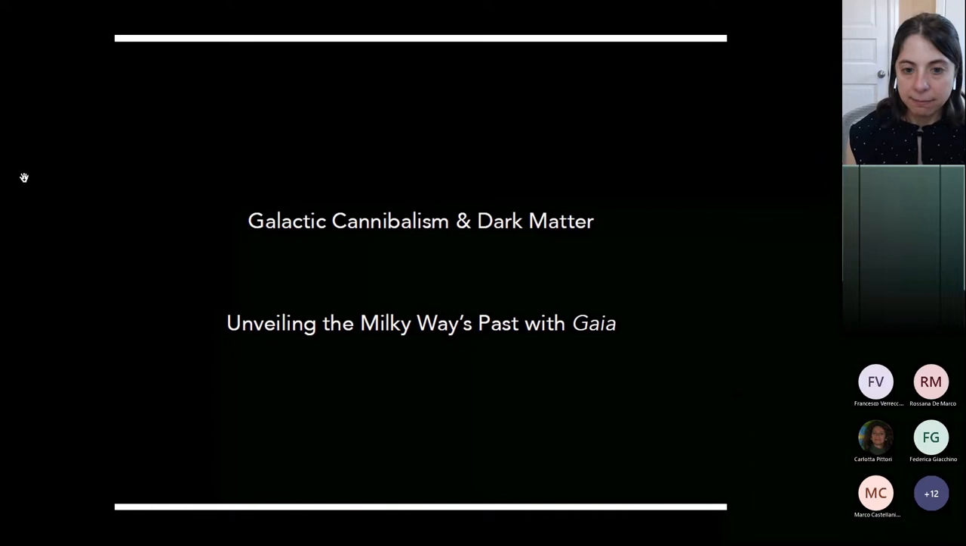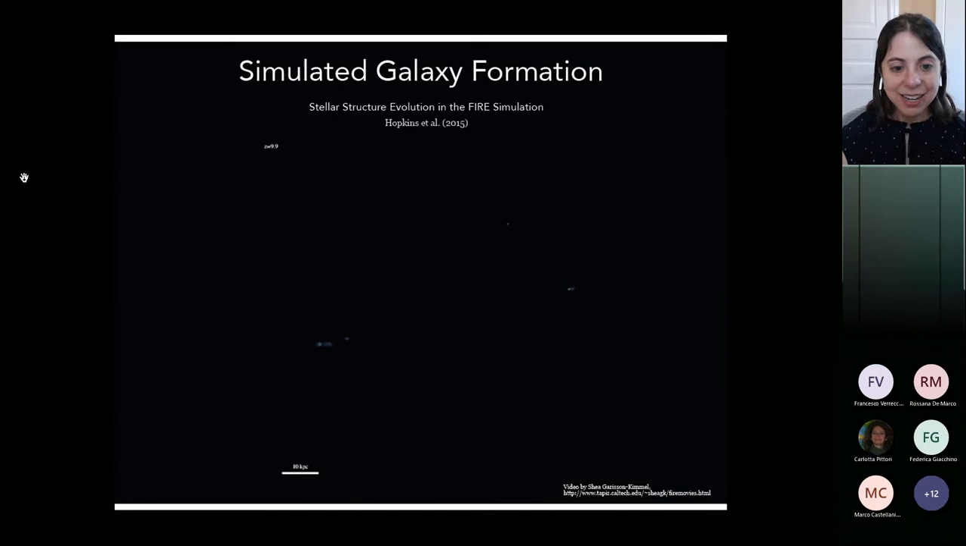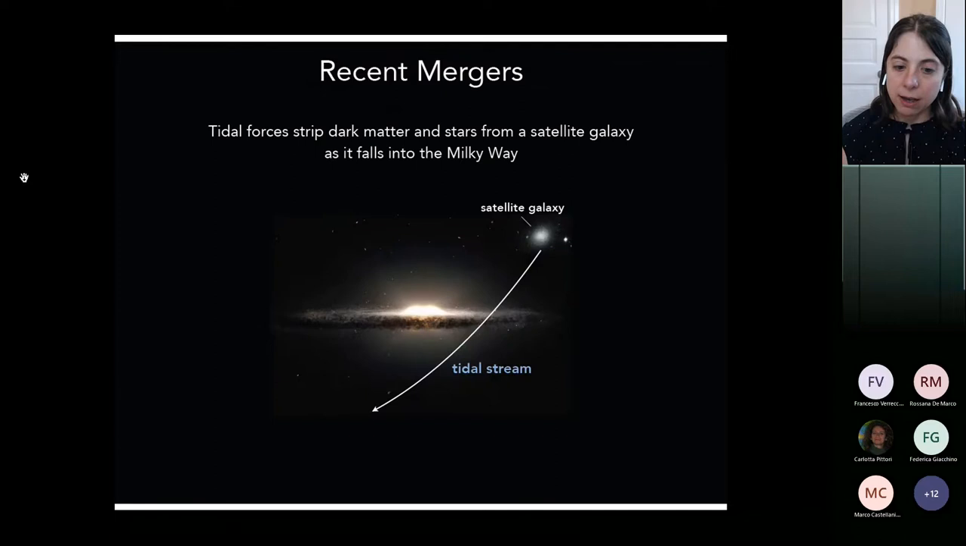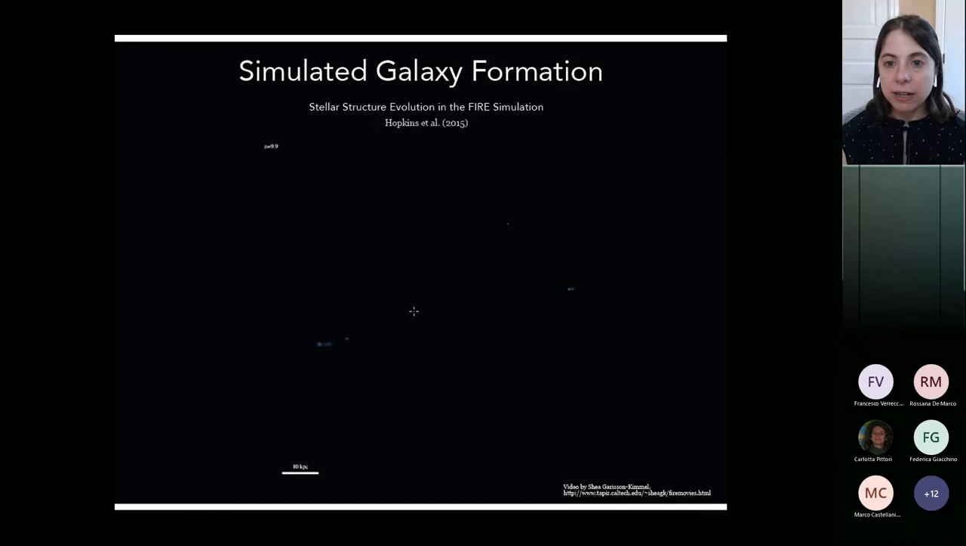So this was supposed to be a movie, which is not working. So I'll tell you what this was supposed to show. This was a movie of a galaxy from a FIRE simulation. FIRE is a hydrodynamic cosmological simulation; it stands for Feedback in Realistic Environments. This particular movie focuses on a galaxy that's similar to the Milky Way. It starts at a very early redshift, a redshift of 10, and you can see how the Milky Way grows by the merger of all of these smaller satellite galaxies.